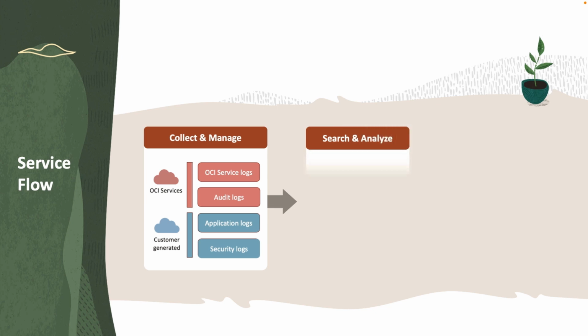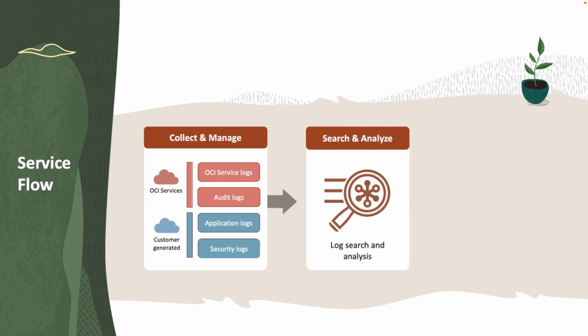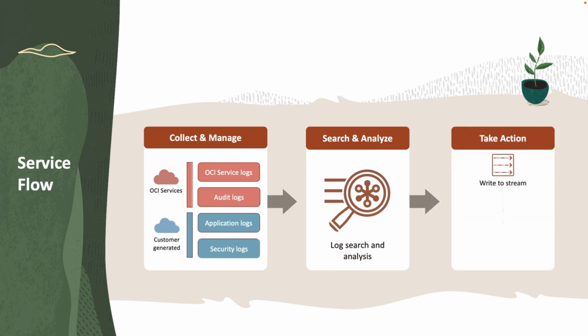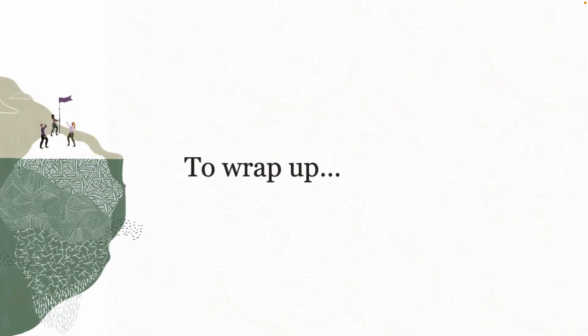The second stage is where you gain access into the logging service, search and filter for the logs that you're looking for, and run analysis based on the search results. In this stage, you would also configure Service Connector to send the logs to other services. In the third stage, you can take actions based on the previous stage. You can write into the streaming service or invoke an Oracle function as an action, or you can write into an object storage bucket. To wrap up, the logging service provides a centralized location to manage logs.